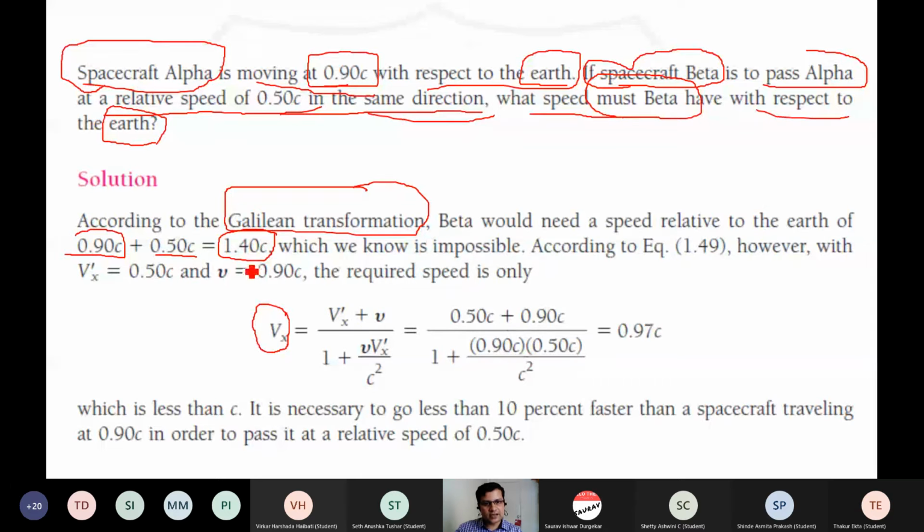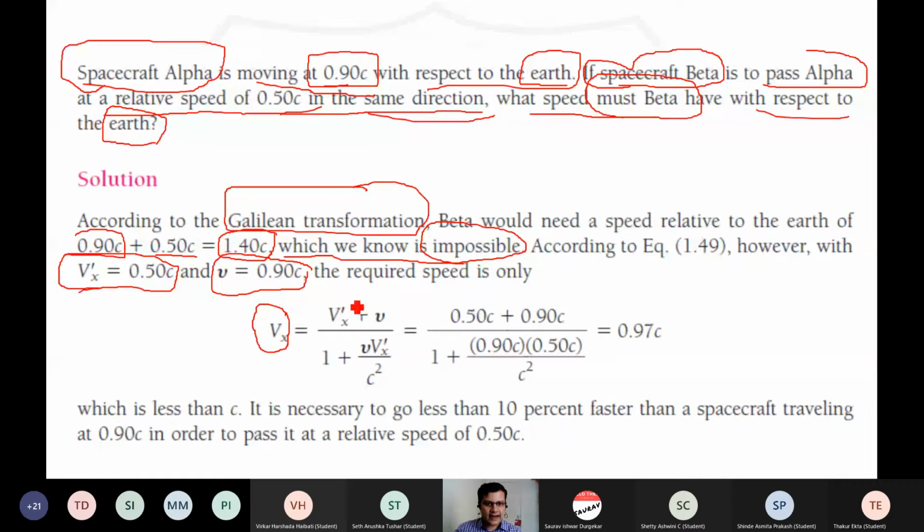But this value, 1.4 c, is greater than the speed of light, and that violates the postulate of the special theory of relativity. So you need to correct the velocity addition formula using Einstein's velocity addition rule. We need to consider the velocity with which that frame is moving, 0.9 c, and another spacecraft moving with 0.5 c relative to the Alpha spacecraft.